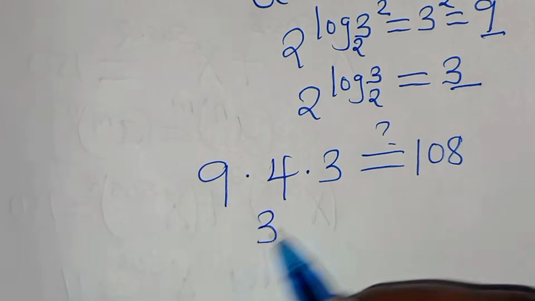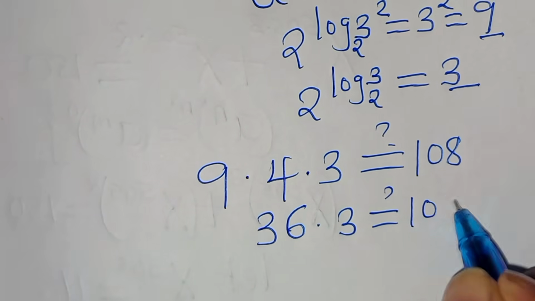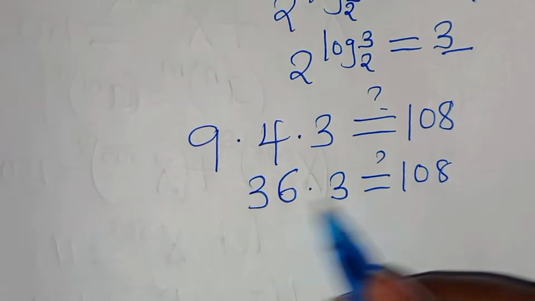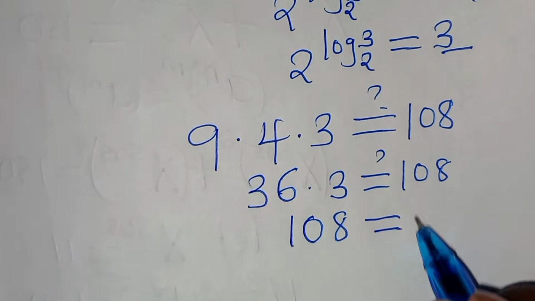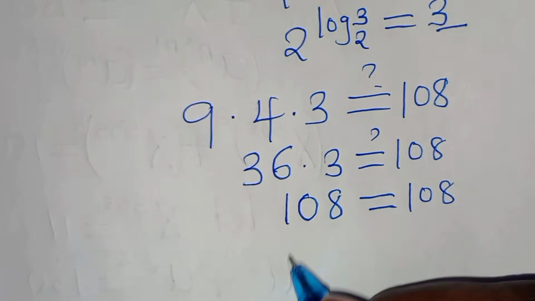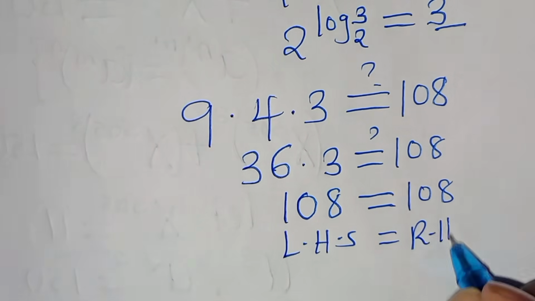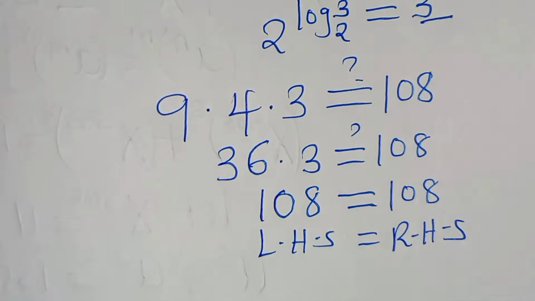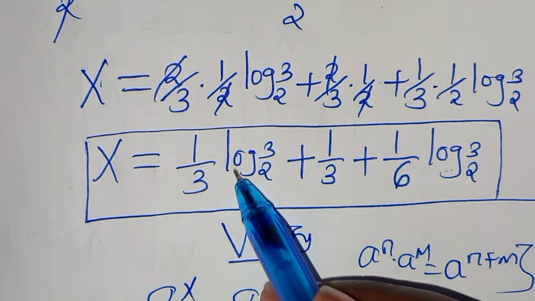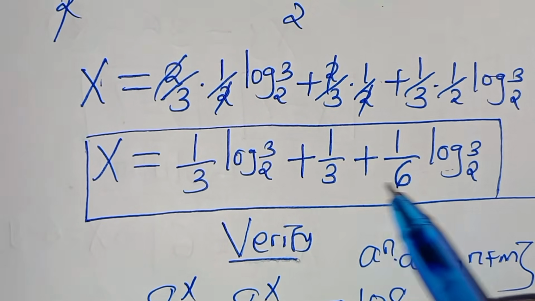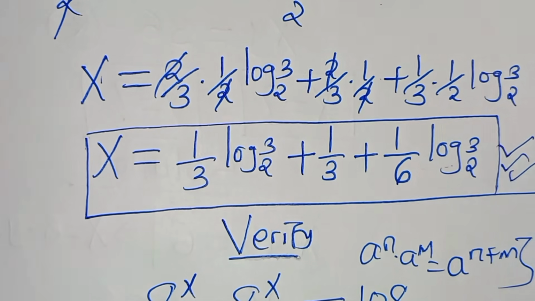9 times 4, this is 36, times 3, this should give us a value of 108. 36 times 3, this is 108, which is equal to 108. So the left hand side is equal to the right hand side. And this proves that the value of x, which is 1 over 3 log 3 to base 2 plus 1 over 3 plus 1 over 6 log 3 to base 2, satisfies the equation.